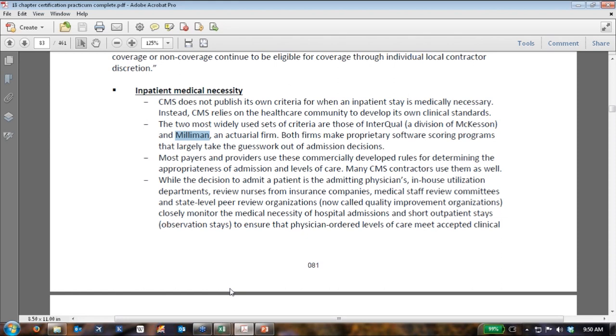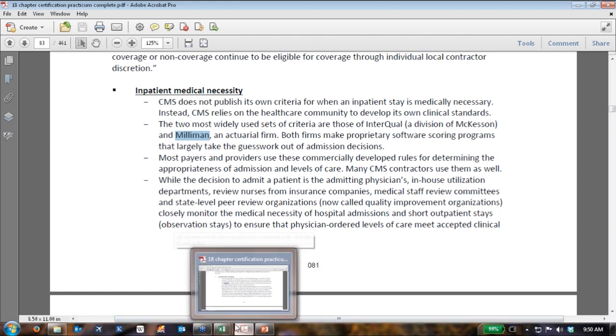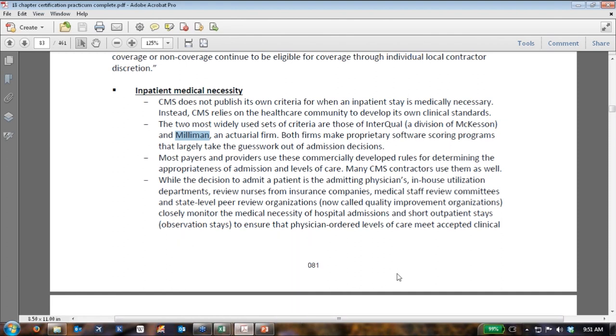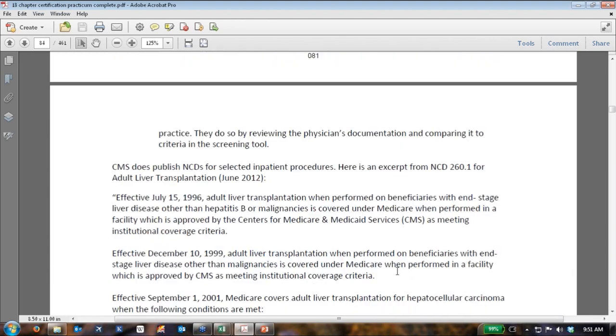you have utilization review nurses that prowl the hallways of your organization and wear name tags that say Blue Cross on them or Aetna, who are in other words doing utilization review on patients in your facility with the intent to make sure that the level of care is appropriate and the payer doesn't pay unnecessarily for care. They are going to use these Interqual or Milliman guidelines to determine whether the patient is being treated appropriately and is in the right setting. So that's how inpatient medical necessity works.